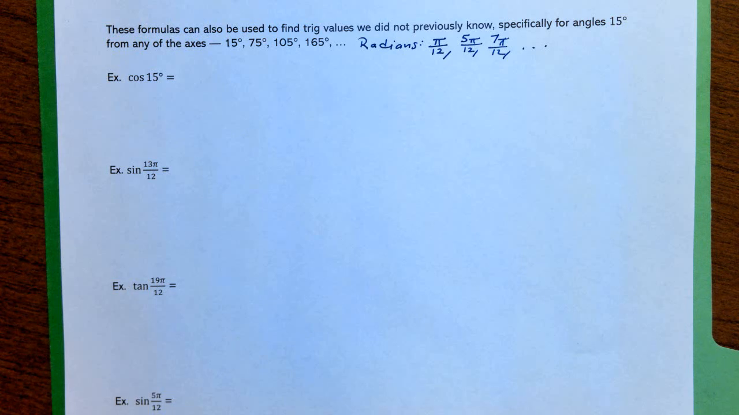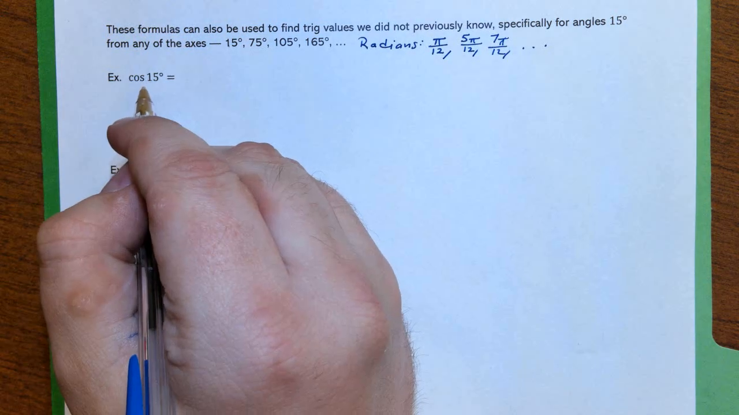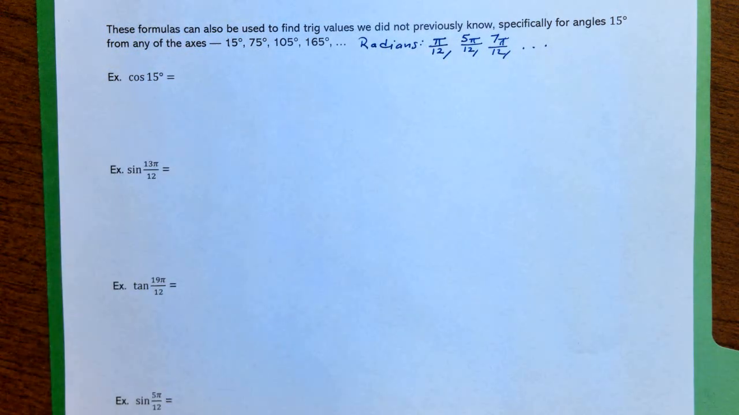We want to see how to use these things. All right, so this first example, I am asked to compute the cosine of 15 degrees. Well, what is the significance of 15 degrees? I know that 15 degrees is 45 minus 30. It is also 60 minus 45. Either of those would be an acceptable way to get to the answer that I want.